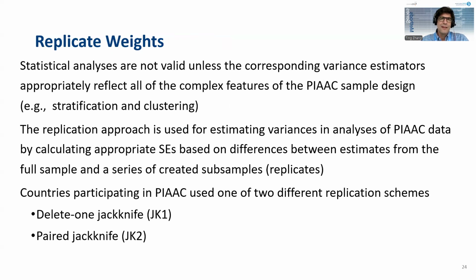Replicate weights are used for variance estimation, and they're another set of weights that we can use to re-estimate the population statistics and then use those re-estimates in order to get a cluster robust variance estimate in the case of a clustered sample, or a robust variance estimate.